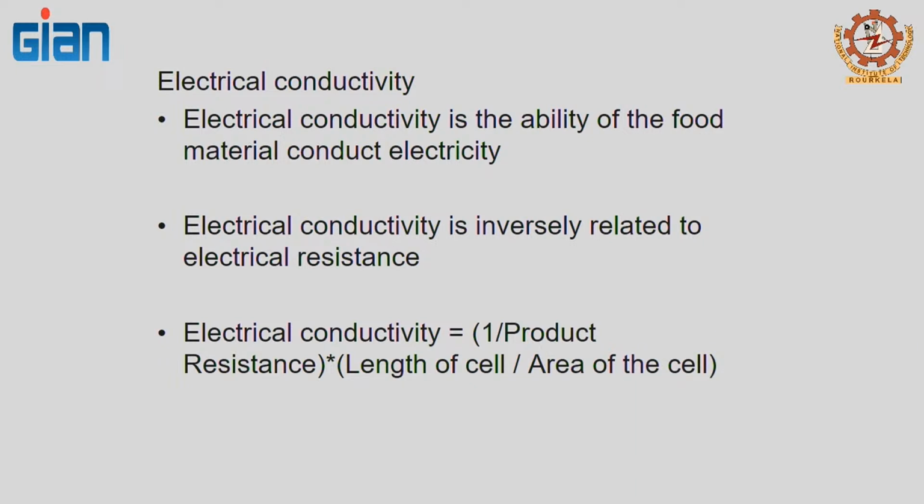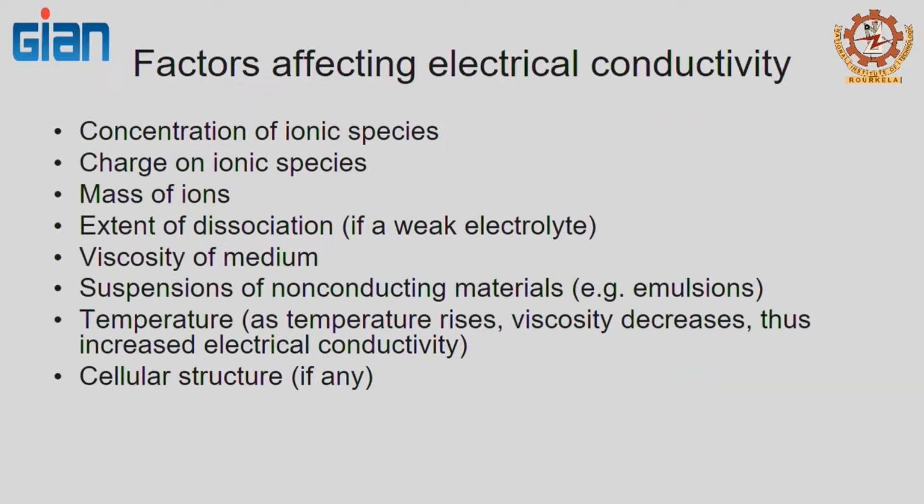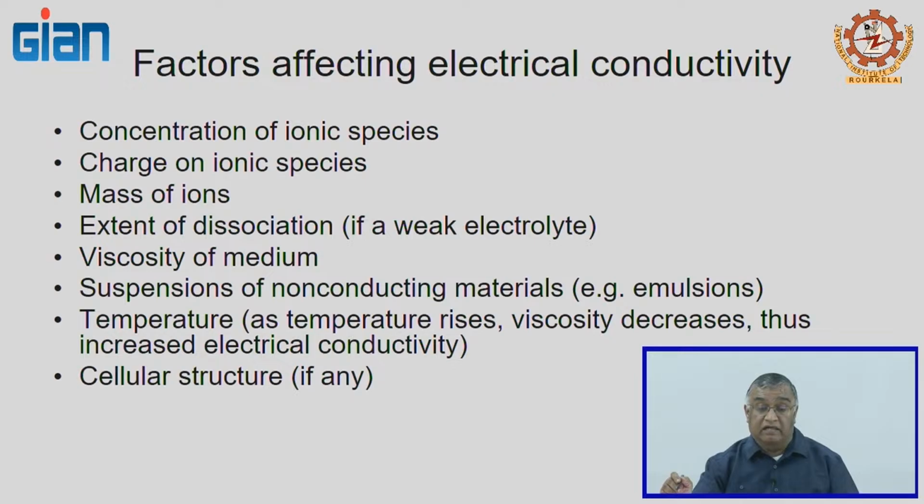So, we already kind of talked about electrical conductivity, and we will now look at the factors affecting electrical conductivity. The electrical conductivity of the material is going to be affected by what type of salt ions you use, what type of dissociation they have, what type of viscosity in the medium you have, and how quickly the temperature is increasing, cellular structures, and all those factors can affect the electrical conductivity values.